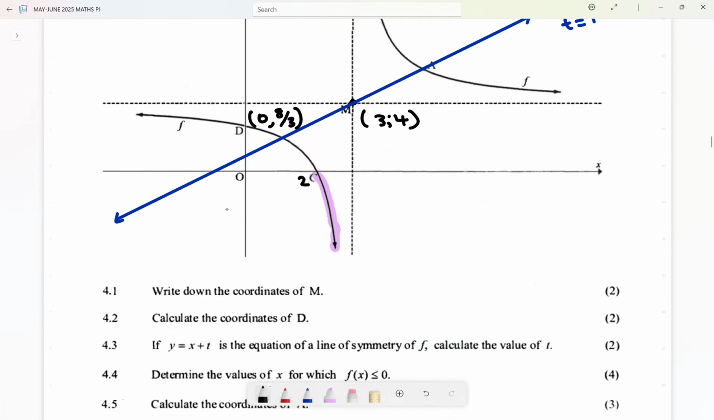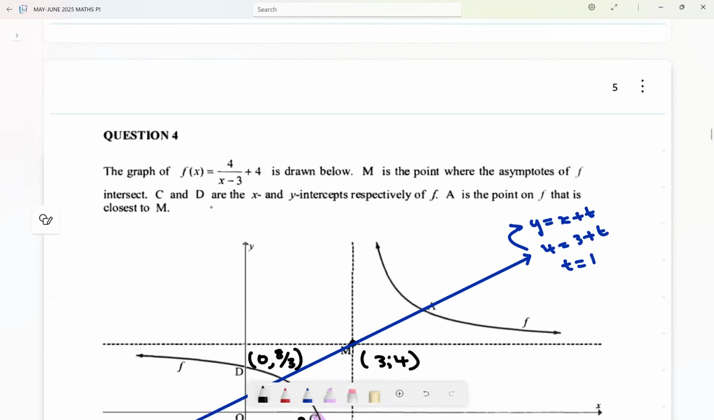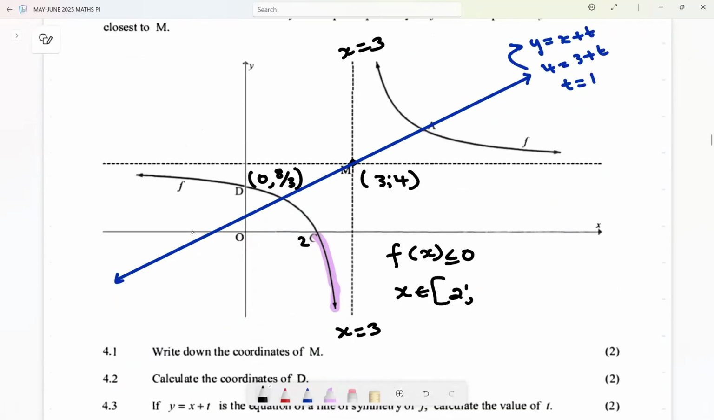between my solution, f of x is less or equal to 0 when x is between what? 2 and what? What is the asymptote? The equation of the asymptote here is x equal to 3. Remember, I wrote it here. The vertical asymptote is x equal to 3, the horizontal asymptote is y equal to 4.